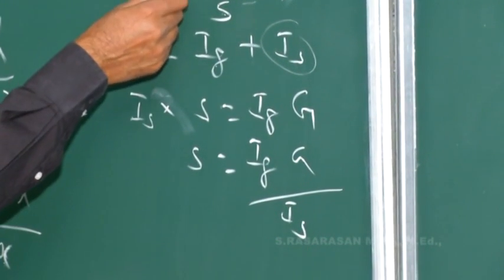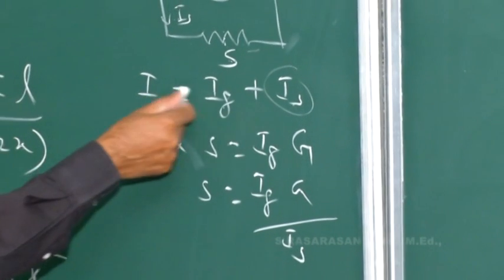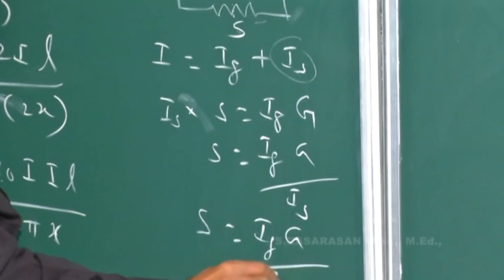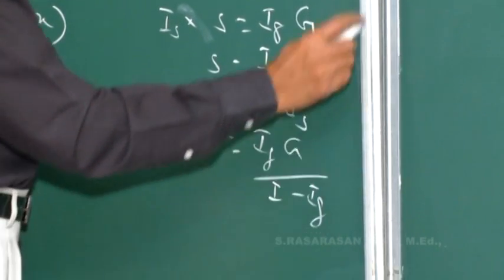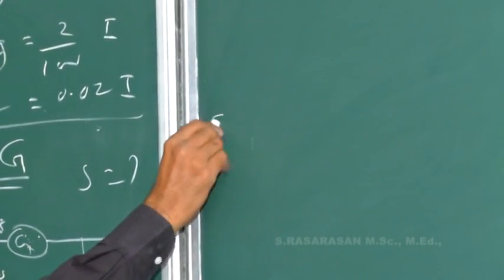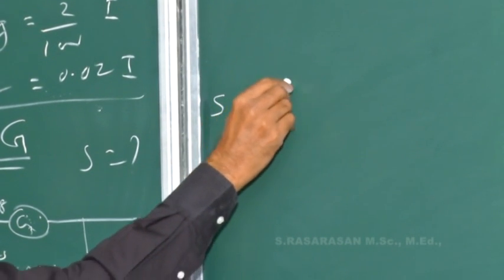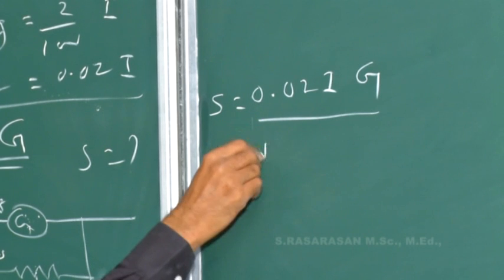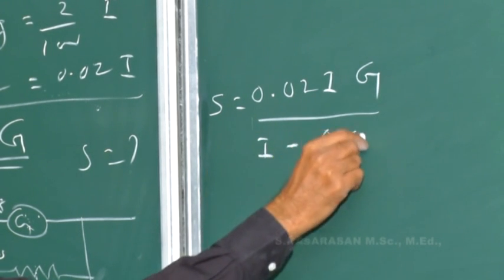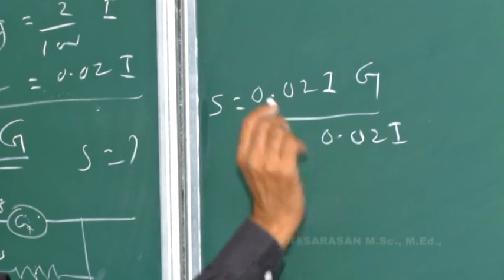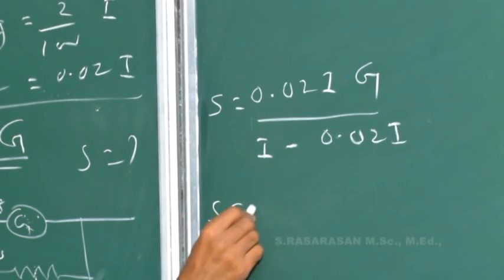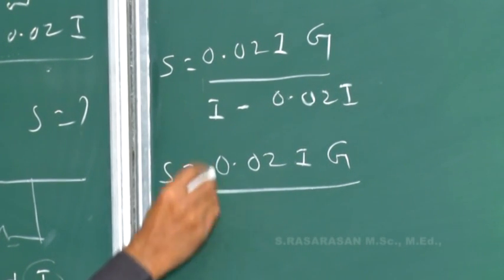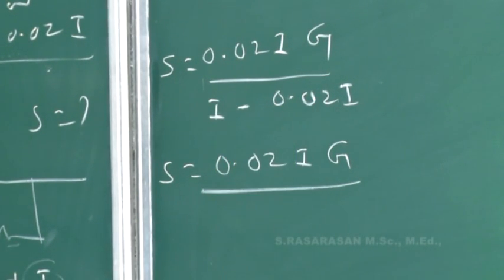Just now I mentioned what is Is? Is is I minus Ig. So S is equal to Ig into G by I minus Ig. Simplify. Yes, S is equal to Ig is 0.02 I, multiply by G by I minus 0.02 I. So S is equal to 0.02 I into G divided by 1 I minus 0.02 I.